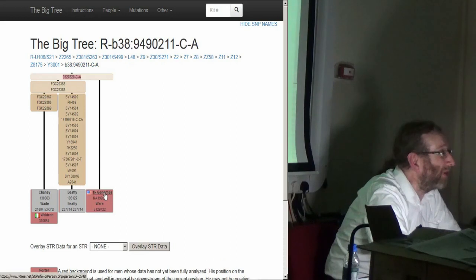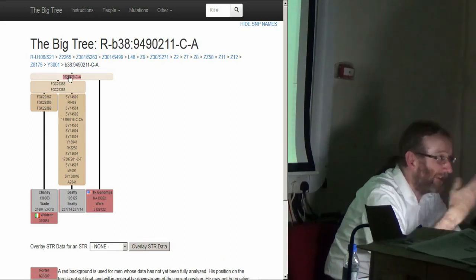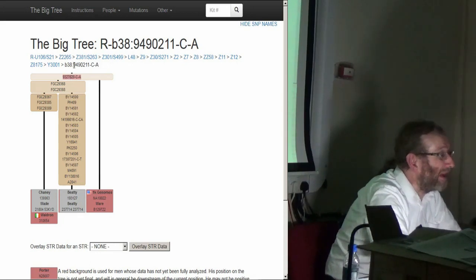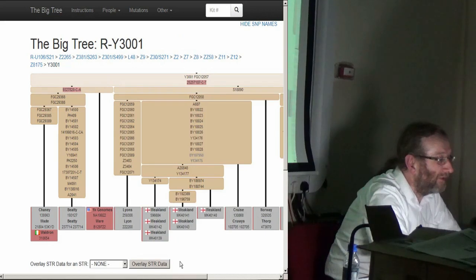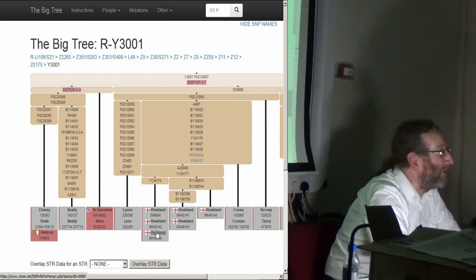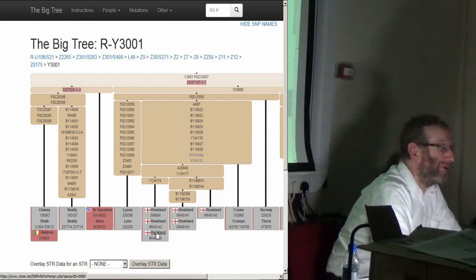There's an anonymous person from the 1000 Genomes Project and Aware with a common ancestor a few hundred years further back again. And back up to Y3001. And now you see there's a whole bunch of people over here with an unusual surname called Weakland. I've never met a Weakland. Anybody here ever met anyone called Weakland?